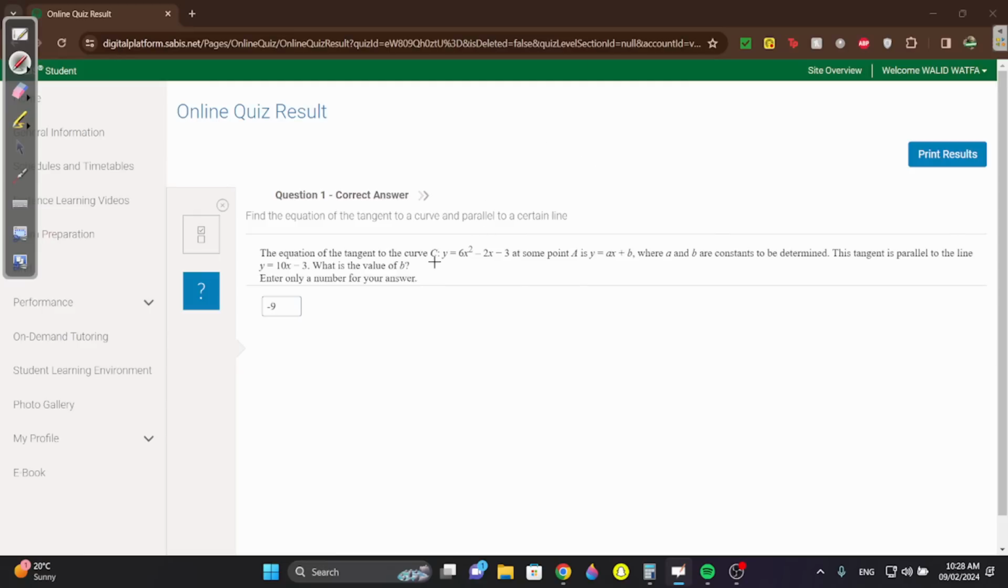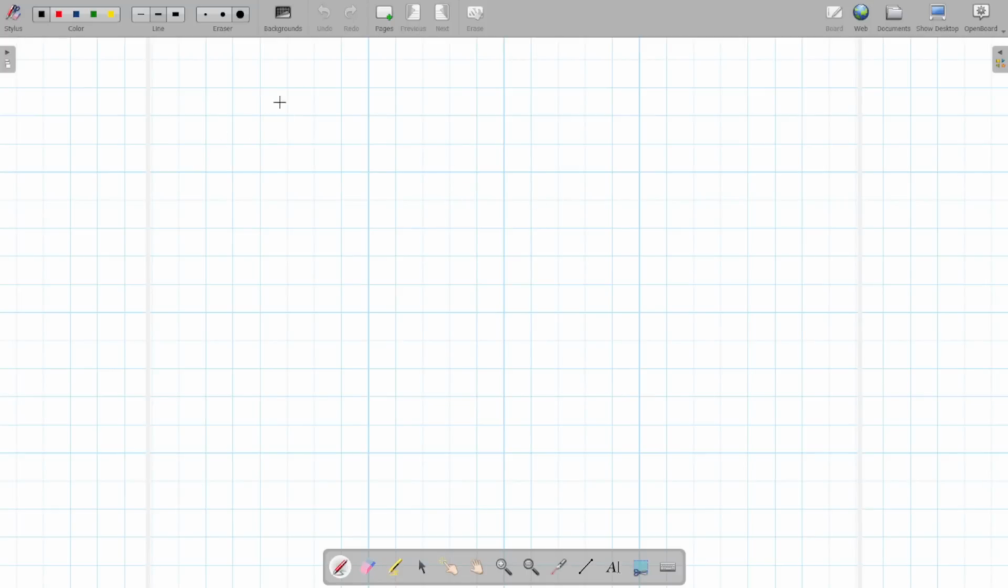They'd tell you find the tangent to the curve, 6x squared minus 2x minus 3, meaning find the equation for it. If you remember, I gave you some steps, I'll remind you. Let's use the same one. This is our equation: y equals 6x squared minus 2x minus 3. And they tell you, for example, at x equals 2, find the equation to the tangent.